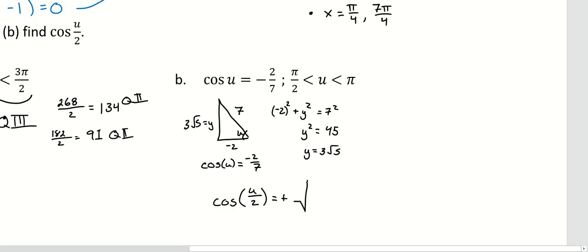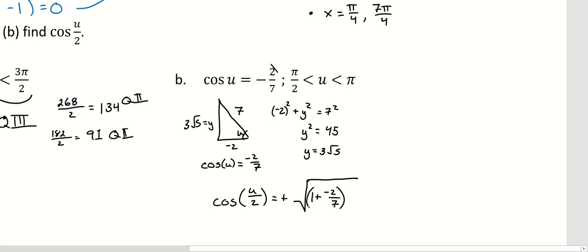Now, computationally, I don't normally ever actually write the over 2 part. Right here on this first line, instead of writing over 2, I'm going to think about it as multiplying by 1/2. So we're just going to do it like that. I know that this becomes, for cosine, 1 plus the cosine of u, and the cosine of u in ours is -2/7.